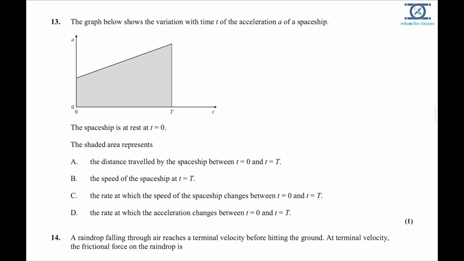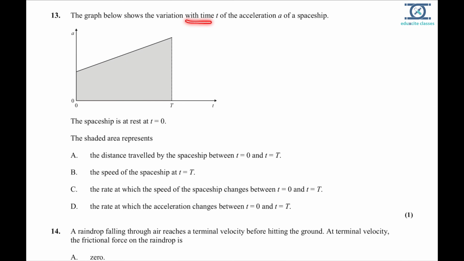Now question number 13, again the graph below shows the variation with time t of acceleration. So acceleration versus time, it is at rest. The shaded area represents... Now in this question the speed of the spaceship at time t equals capital T, because again the spaceship is at rest, so v is equal to a into t, which is the area, so it will give you the speed at time t equals capital T.